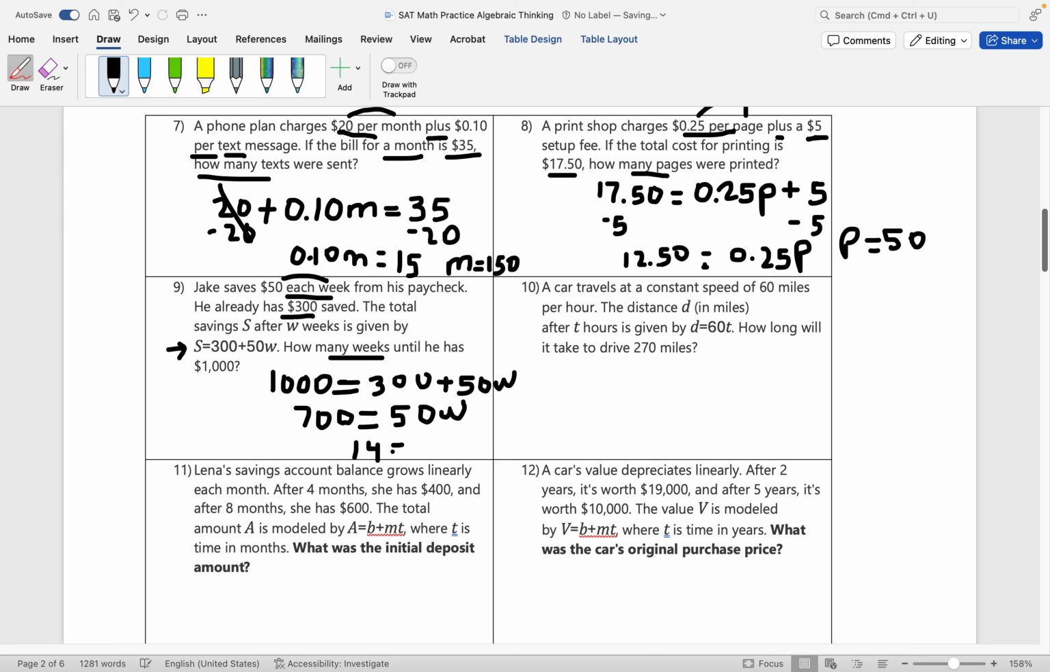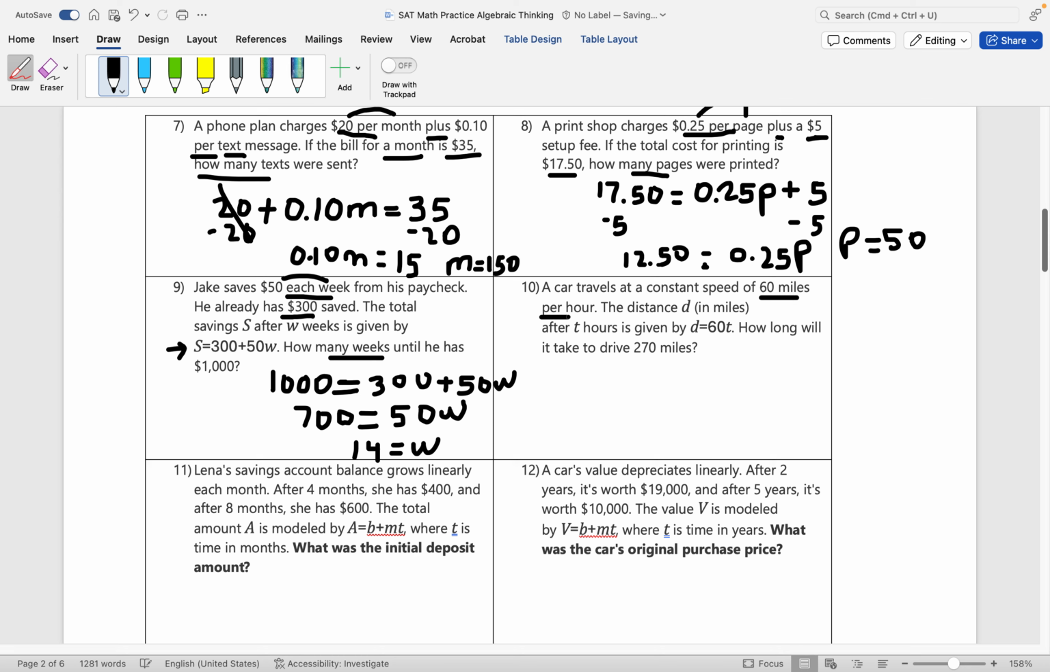So in order for Jake to have $1,000 in the bank, he will need 14 weeks if he's saving $50 each week. Okay, number 10. A car travels at a constant speed of 60 miles per hour.